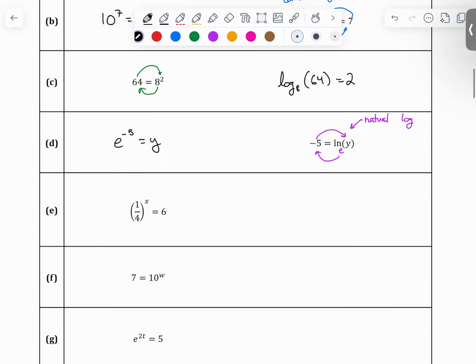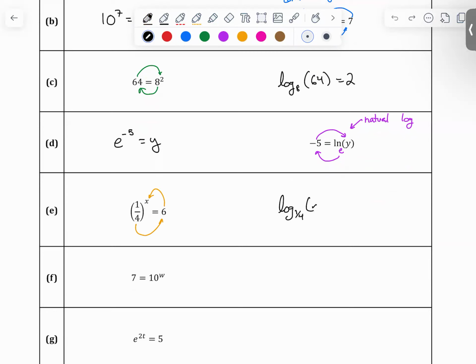Now we're given exponential form. We start at the base, move across the equal sign, back over. You've got that log base 1/4 of 6 is equal to x.